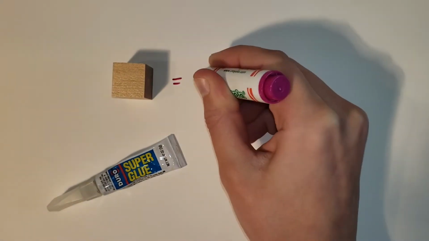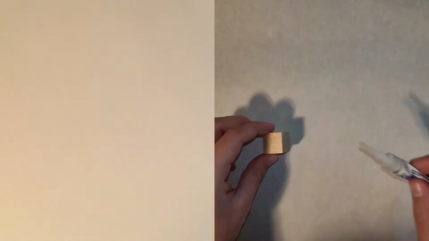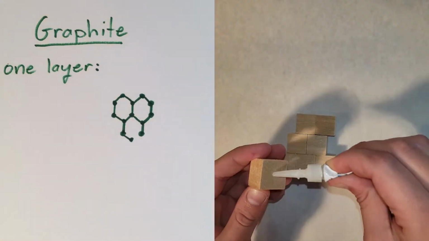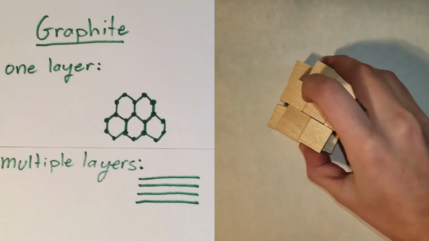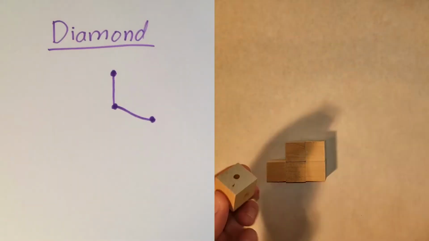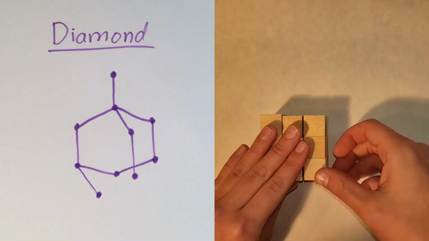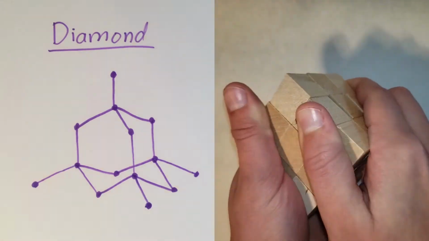Each of these blocks will represent one carbon atom, and the glue represents bonding between the atoms. In graphite, the carbon atoms are bonded to each other horizontally and then stacked to form vertical layers. These layers of carbon are able to easily slip off onto our paper when we're taking notes. Diamond, in contrast, is linked together much more strongly. The carbon atoms are bonded to each other both horizontally and vertically, which makes it much more difficult to separate part of the structure from the rest of it.